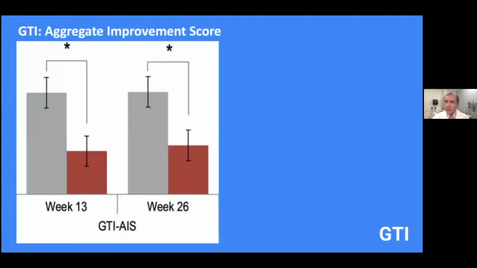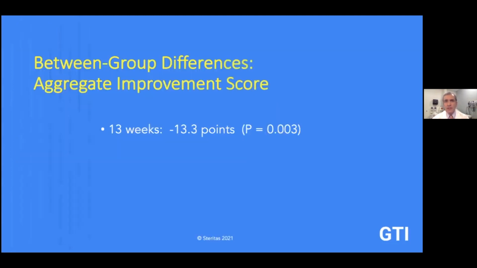And what about the aggregate improvement score? Again, lower scores are better with the GTI. And at both 13 weeks and at 26 weeks, you can see here that the aggregate improvement score was highly statistically better in the Avacopan group compared to standard of care. These were also clinically significant. At 13 weeks, the Avacopan group had an aggregate improvement score 13 points lower than that of the standard care group. And at 26 weeks, the Avacopan group was 12 points lower.